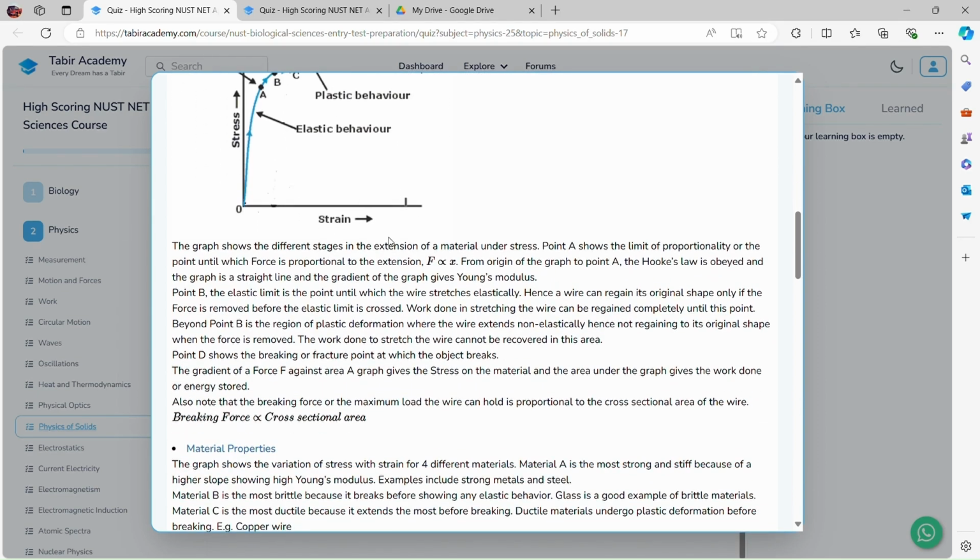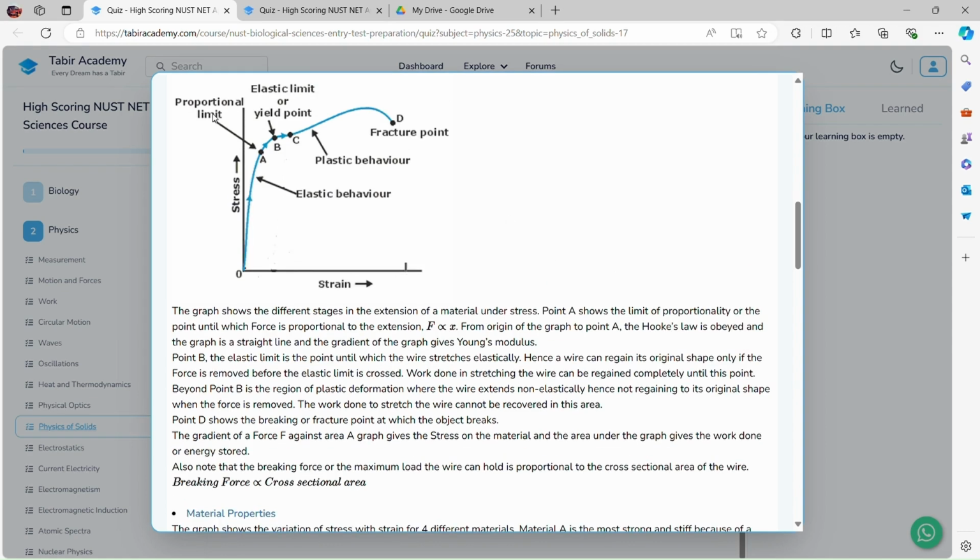The graph shows the different stages in the extension of a material under stress. Point A shows the limit of proportionality, or the point until which force is proportional to the extension. F is proportional to x. From the origin of the graph to point A, Hooke's law is obeyed and the graph is a straight line, and the gradient of the graph gives Young's modulus.